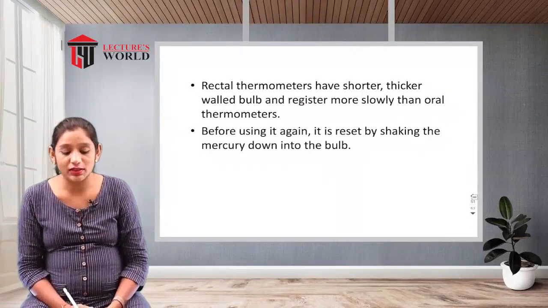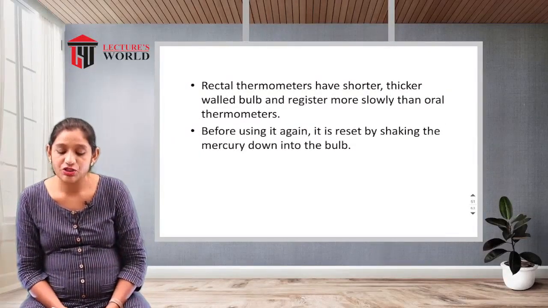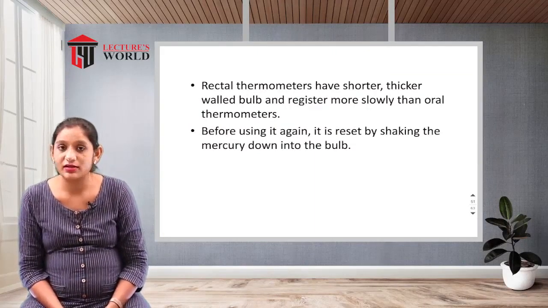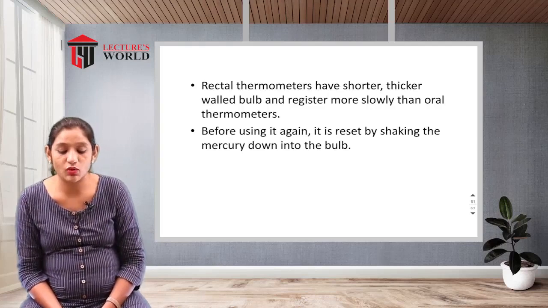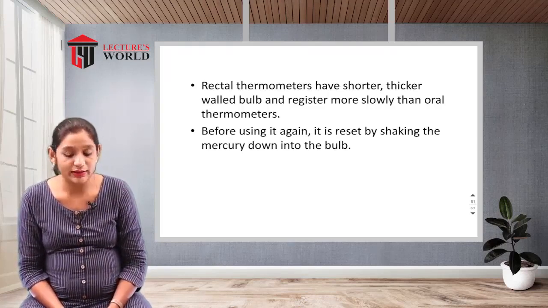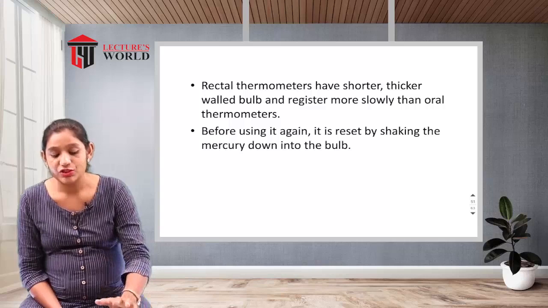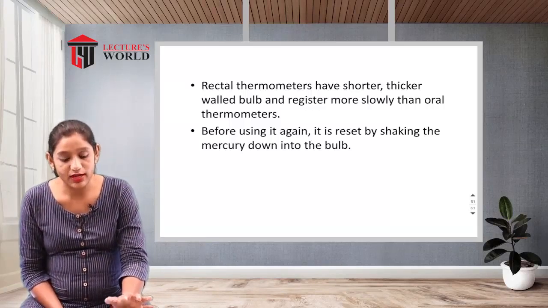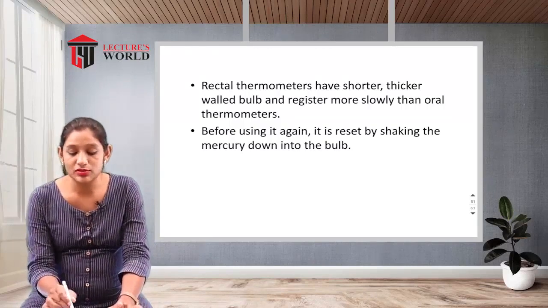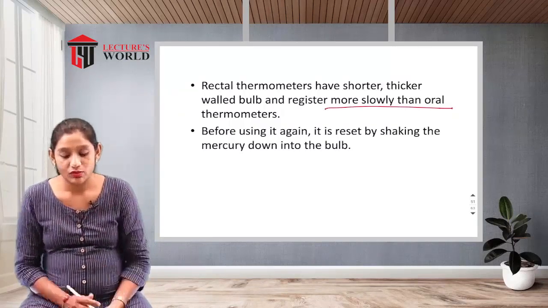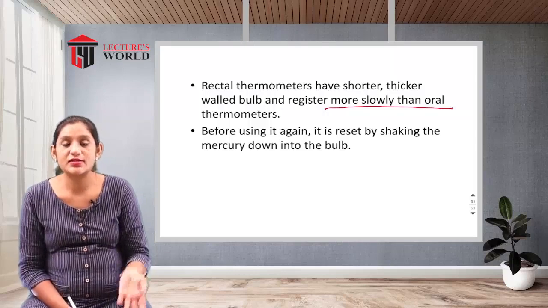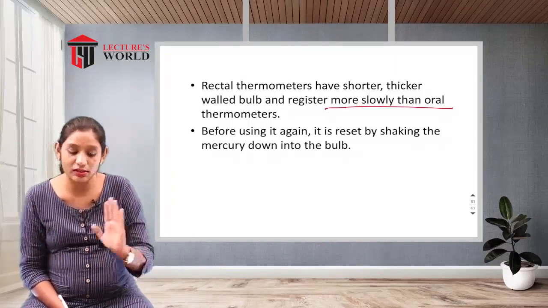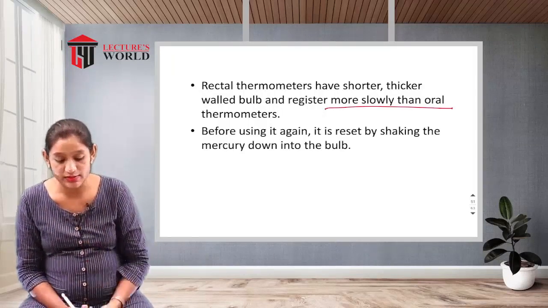Rectal thermometers have a shorter, thicker, walled bulb and register more slowly than oral thermometers, which is very slow compared to the oral clinical thermometer.